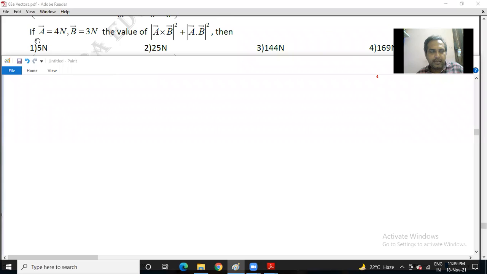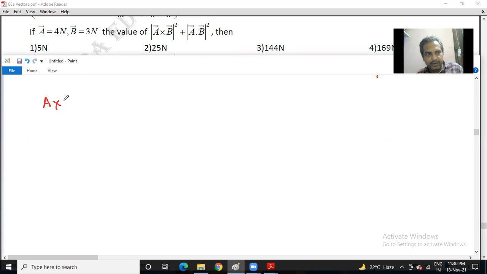Let us move on to another question. The question is, if vector A is equal to 4 newtons, vector B is equal to 3 newtons, we need to find out the value of mod A cross B square plus mod A dot B square. So we need to find out its value. First let us write like this.